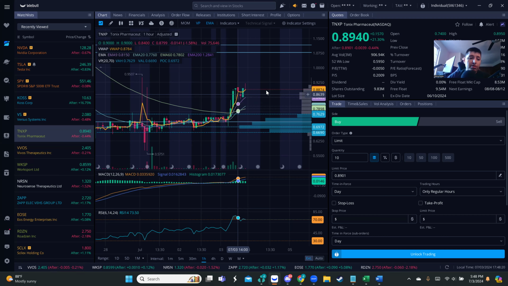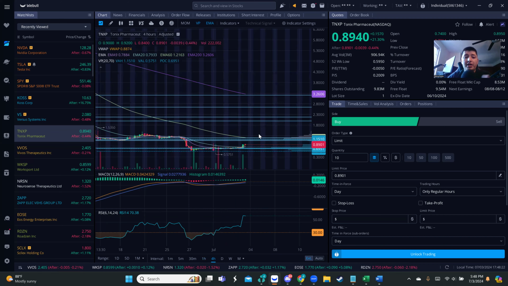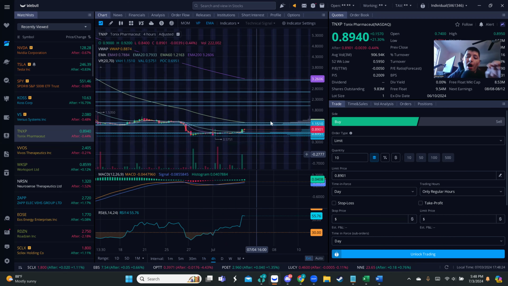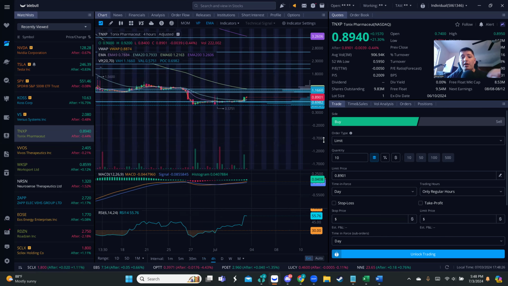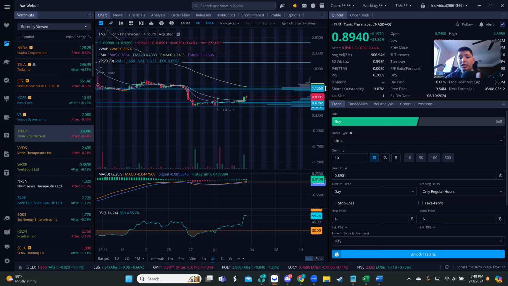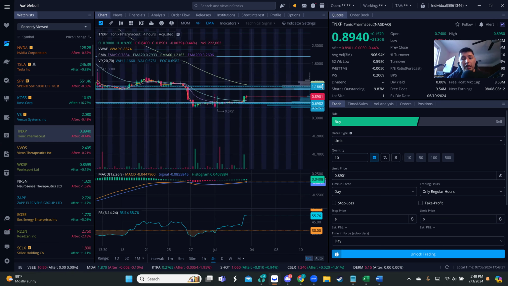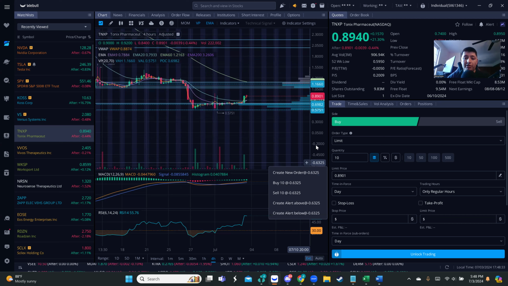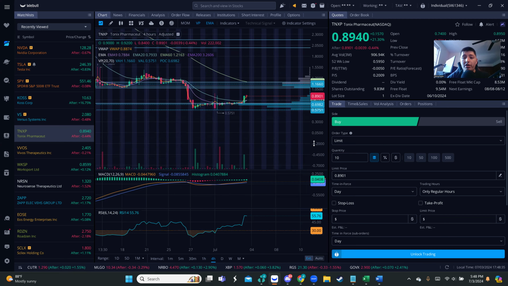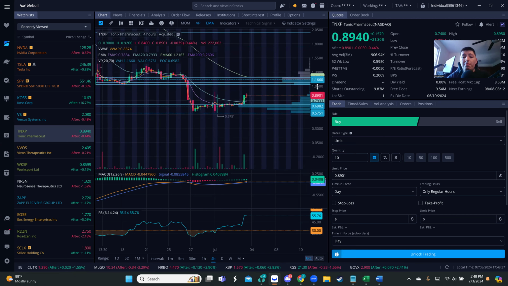But anyways, guys, let's talk about what we're gonna do with TNXP. Like I said, you gotta take profits every single time. Don't be greedy. People ask me, what should I do? When should I take profits? Remember, we play level to level, but that doesn't mean you're not scaling profits, right? TNXP already gave us a nice 25-40% gain from where we bought in. So why not take some profits?